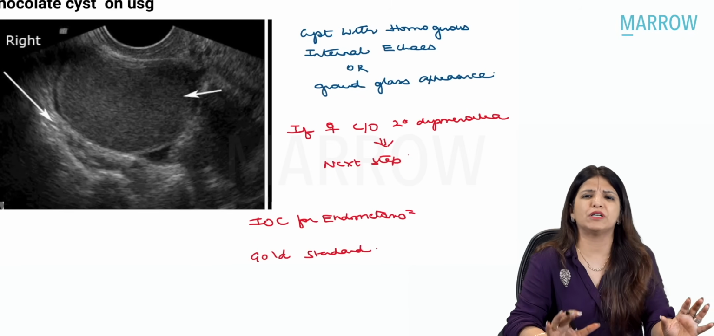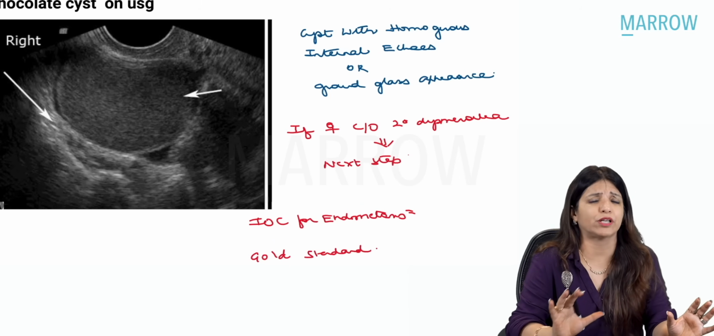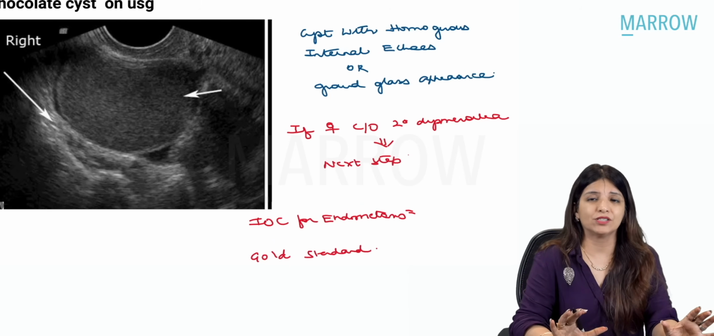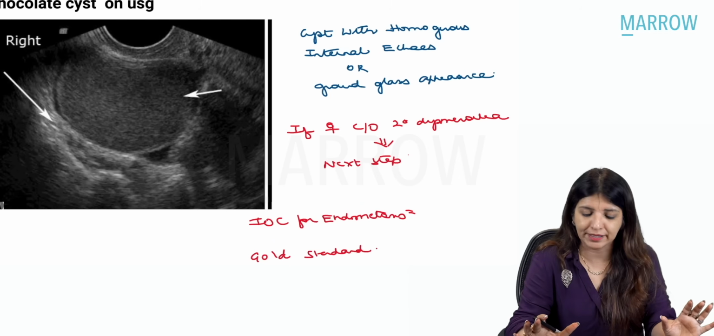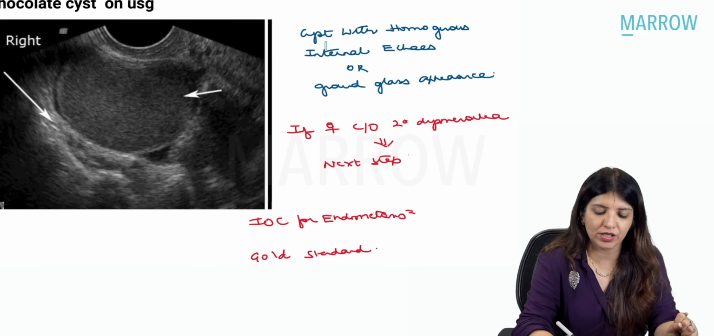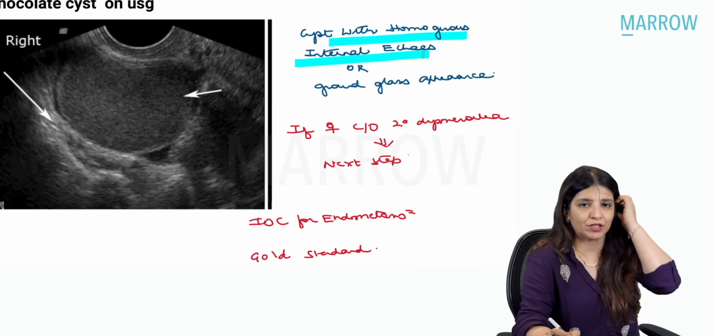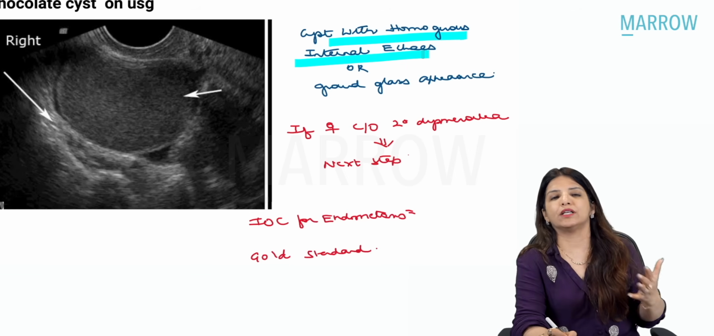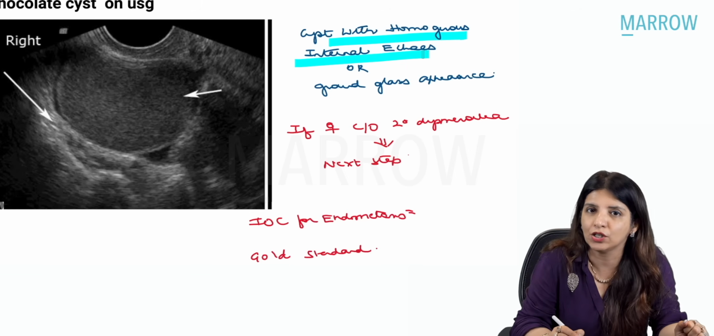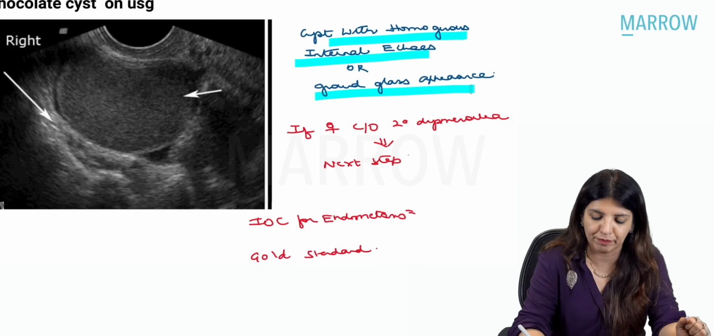Normally, a cyst appears jet black in color. This is an ovarian cyst, but this ovarian cyst is not appearing jet black in color. This ovarian cyst has homogeneous internal echoes. What do you say to this appearance? You say that there is an ovarian cyst with homogeneous internal echoes or a ground glass appearance.